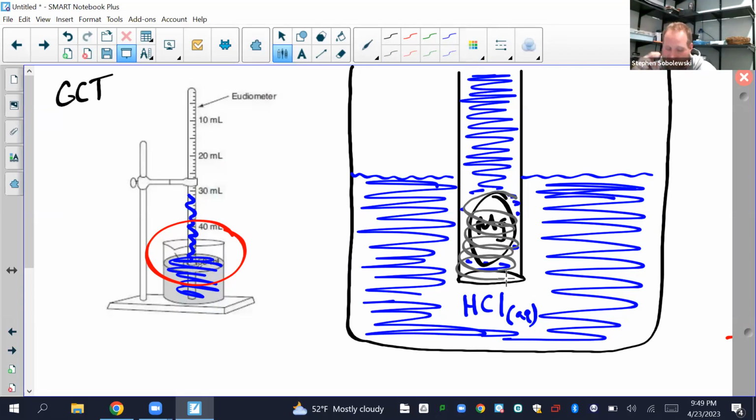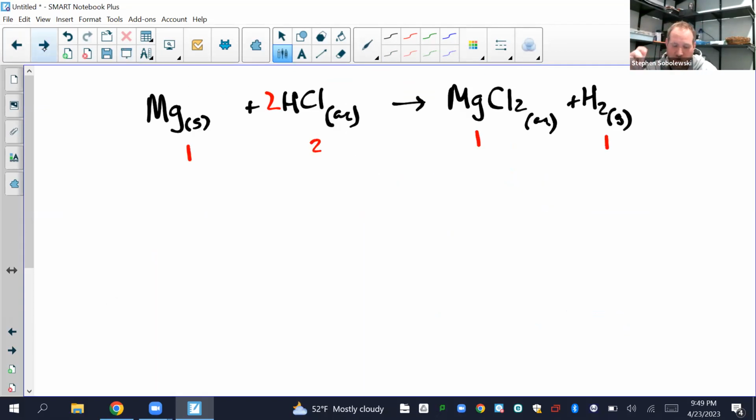Depends on the metal we use. I actually should have clarified this before. In order for this to work, magnesium needs to be above hydrogen on the activity series. Is it? Yes, it is. You can check for yourself. Here's magnesium, here's hydrogen. So this reaction will occur.